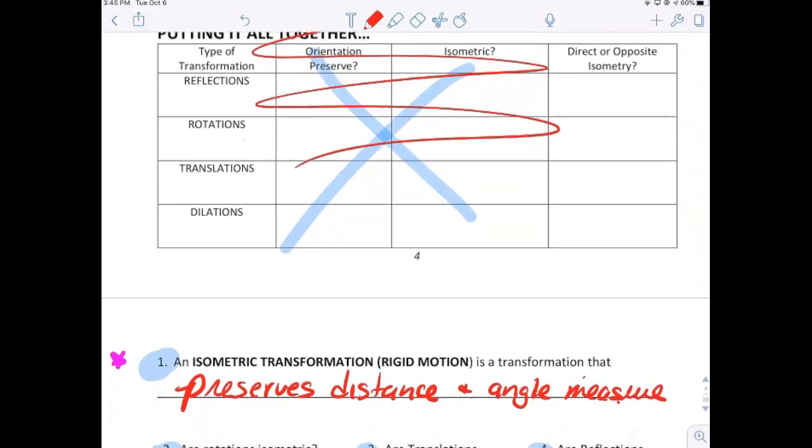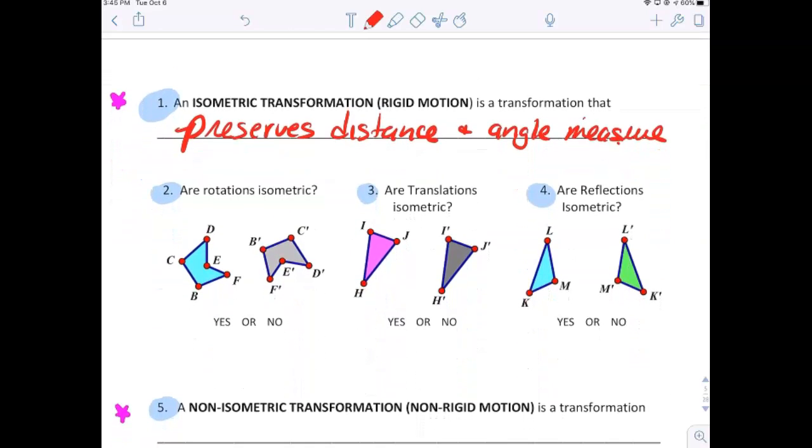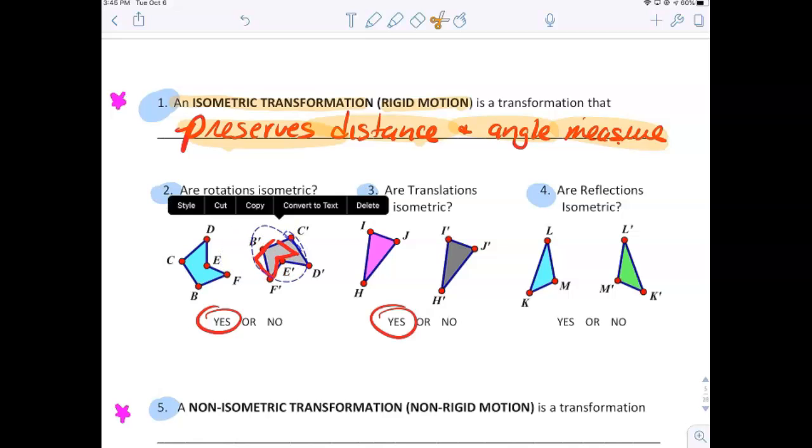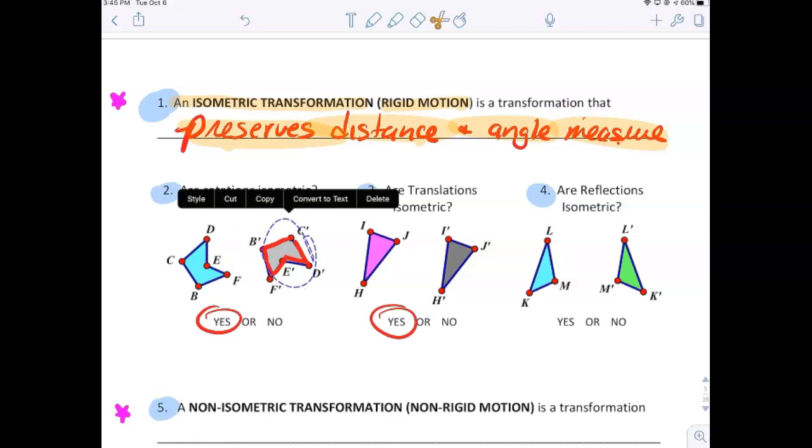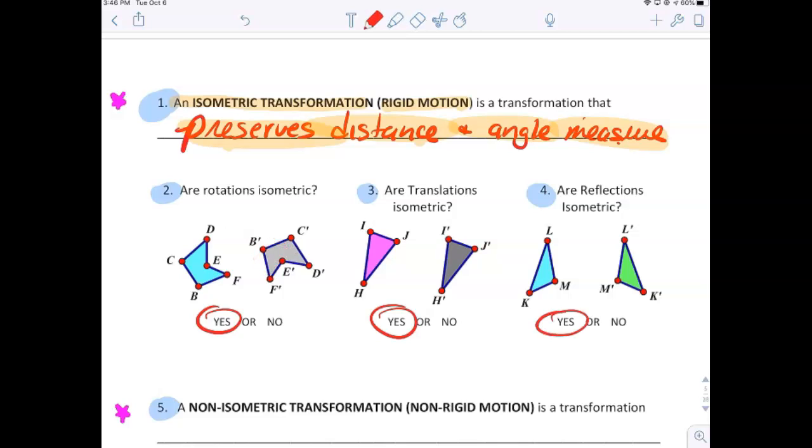We're going to hold off on the bottom of page 4. At the top of page 5, just a recap: an isometric transformation or a rigid motion preserves distance and angle measure. It keeps them the same. Are rotations isometric? Yes, they're rigid motions. They stay the same. Are translations the same? Yes. In fact, I can prove it with the iPad. If I was to just move this over like that, it stayed the same size. I just moved it. Obviously, the same thing would happen there. And we know reflections are. If you mirror image over that line, it's exactly the same.